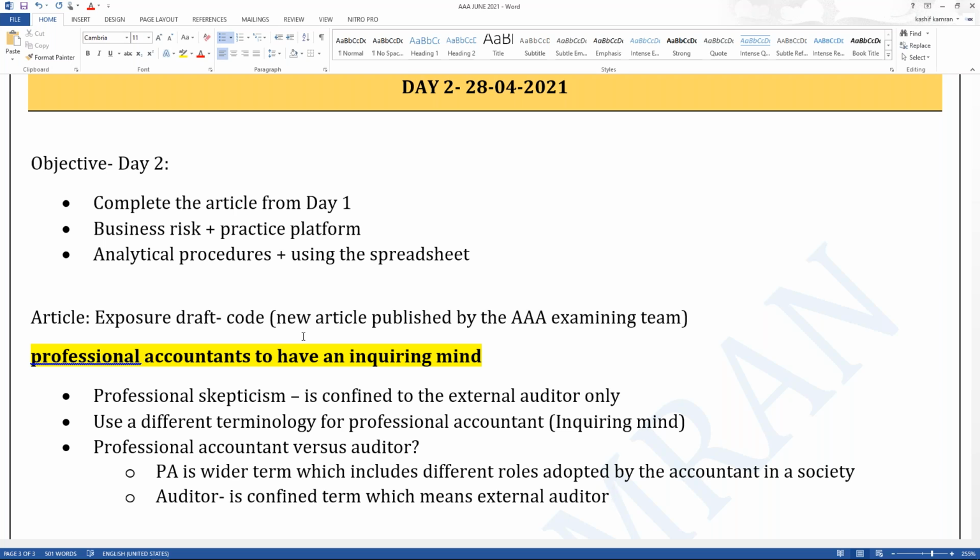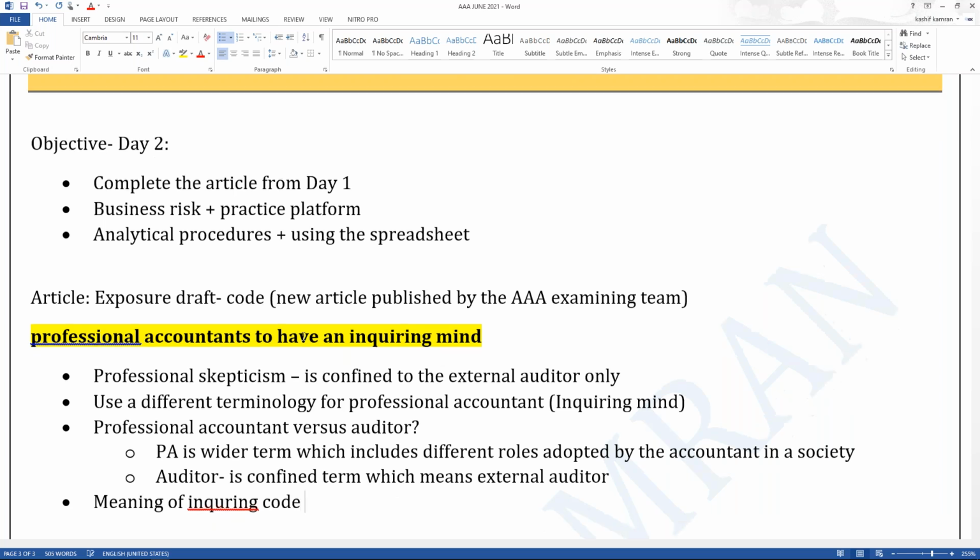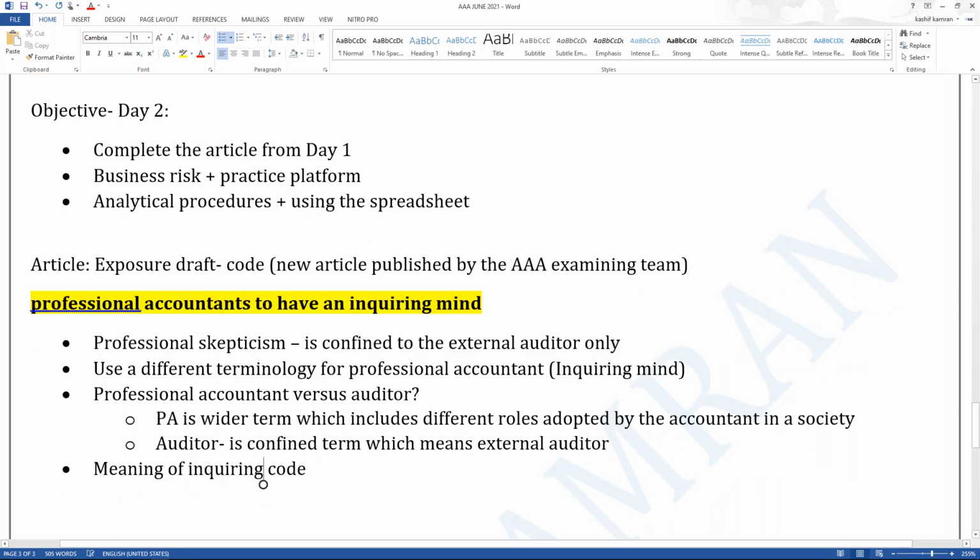Everyone? Okay, so which terminology will be used for an auditor, inquiring mind or professional skepticism, in the exam paper? The professional skepticism, right? And which terminology will be used for a professional accountant? Definitely inquiring mind, right? Now let's find the meaning of the term inquiring mind, which has been used by the code of conduct. It's very easy to understand, but let's see what is the meaning used by the code.